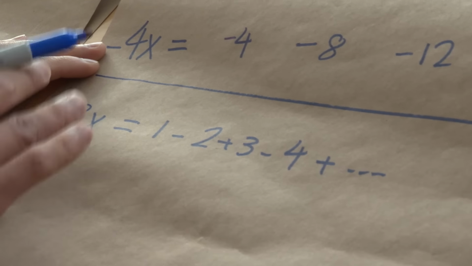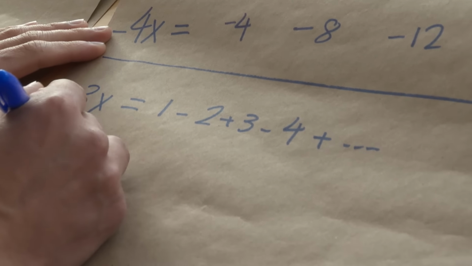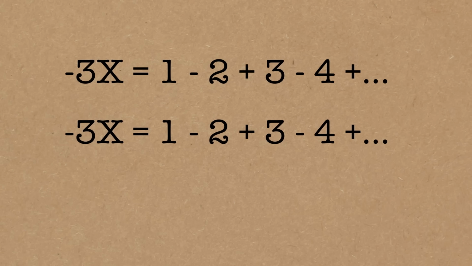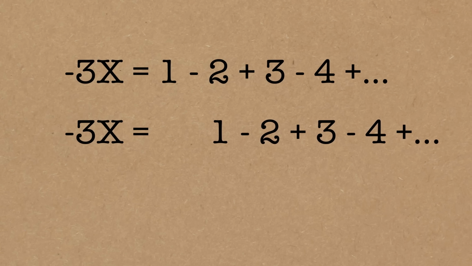Now I'm going to do something similar again, where I say, well, negative 3x is, and now I'm going to shift the positioning by 1. So it's like 1 minus 2 plus 3 minus 4, and so on.